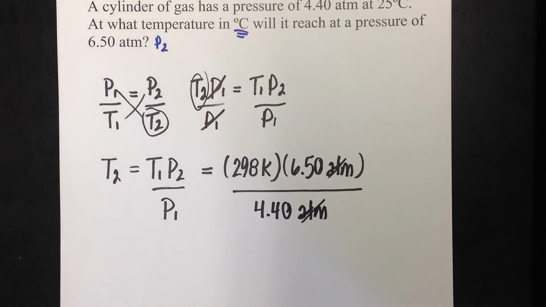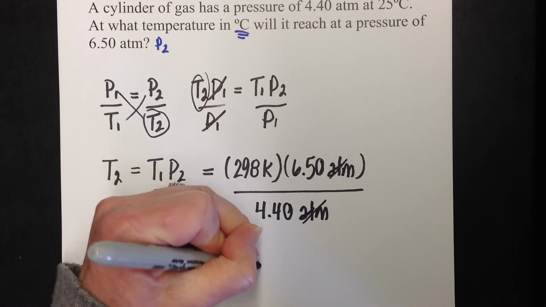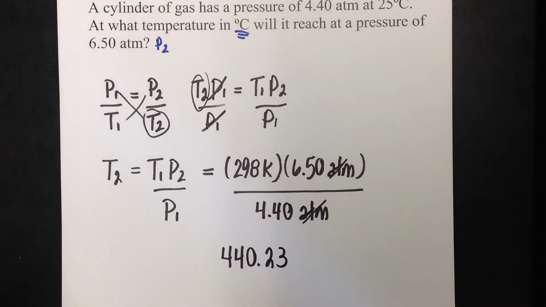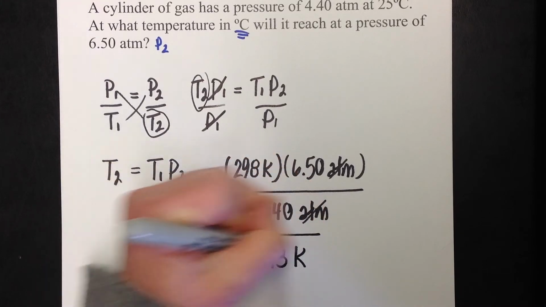So let's multiply everything on the top together. 298 times 6.5 equals, divided by 4.40 equals, I'm getting 440.23 Kelvin.